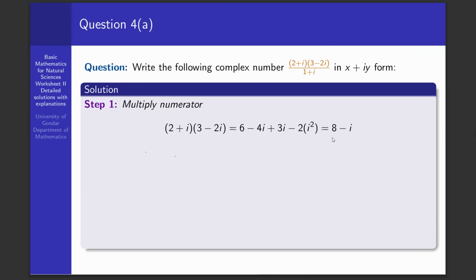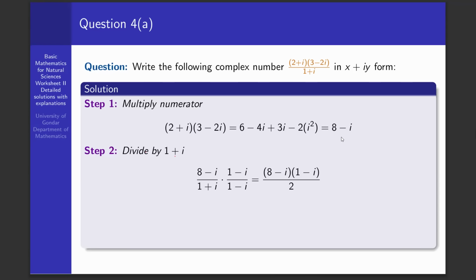Now let's divide 8 minus i by 1 plus i. In order to change this into x plus iy form, we have to multiply both the numerator and the denominator of this fraction by the complex conjugate of the denominator, that is 1 minus i. The product of 1 plus i and 1 minus i is the square of the norm of this thing, so it is 2.